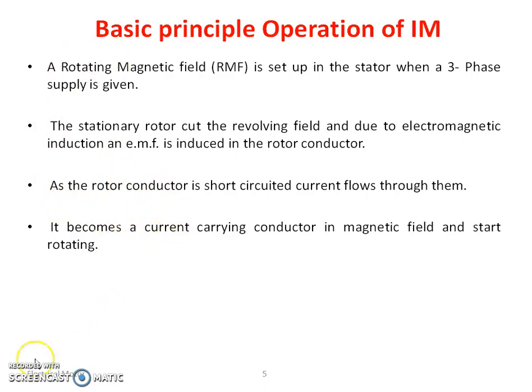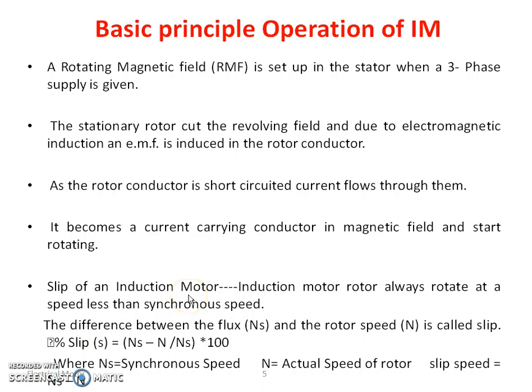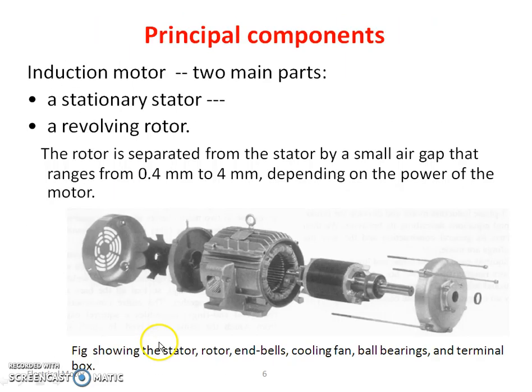Now when the motor starts rotating, the stator produces the magnetic field which rotates at the synchronous speed. The rotor always rotates at a speed which is less than the synchronous speed. The difference between this synchronous speed and rotor speed is nothing but the slip. This is the expression for the slip, where ns is the synchronous speed and n is the rotor's actual speed, and ns minus n is called the slip speed.